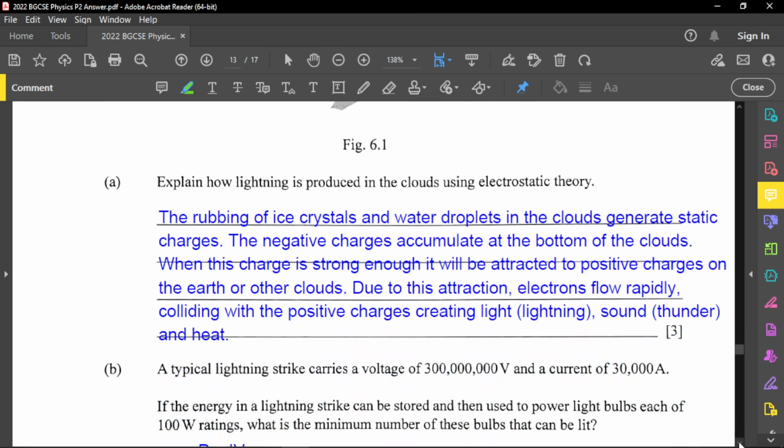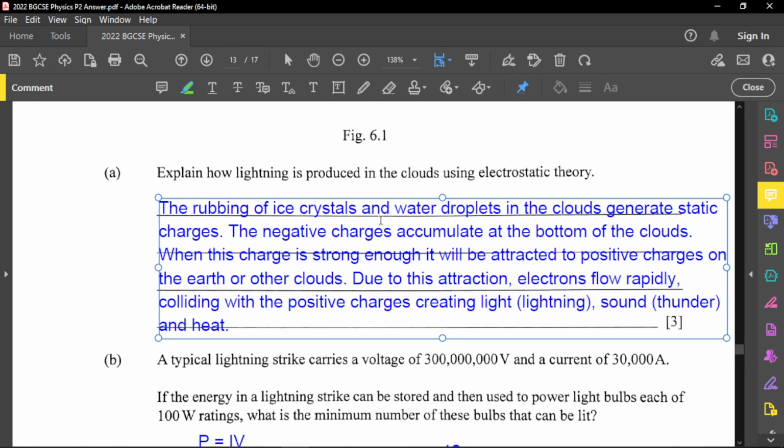And so now what happened here, because in the clouds you have some ice crystals and water droplets. And so the rubbing of the ice crystals and water droplets in the clouds generates static charges. The negative charges accumulate at the bottom of the clouds. When this charge is strong enough, it will be attracted to positive charges on the earth or other clouds. Due to this attraction, electrons flow rapidly, colliding with positive charges, and that creates what they call light, and we know it as lightning. You also produce sound, and that sound is known as thunder, and some form of heat is also generated.